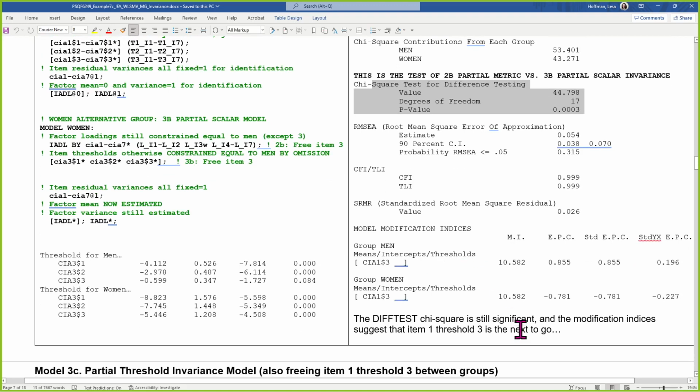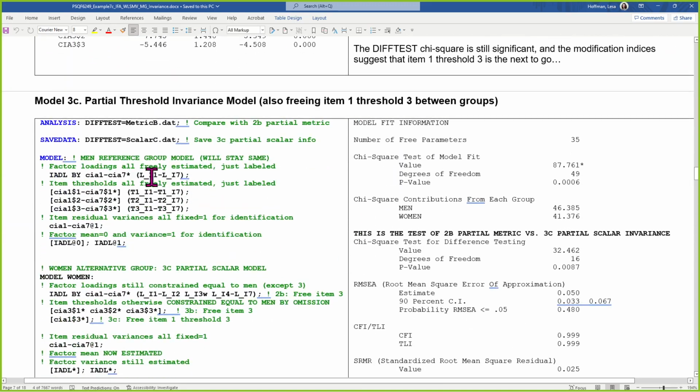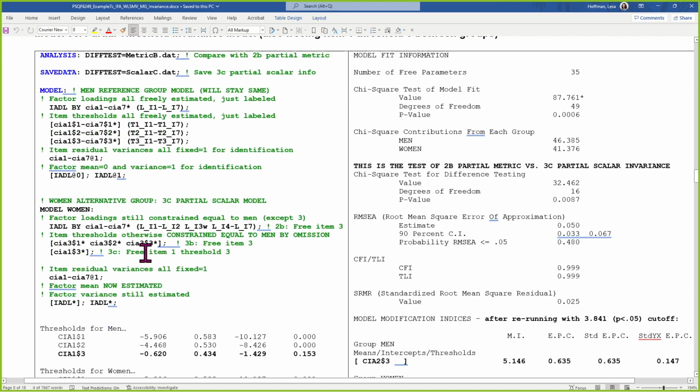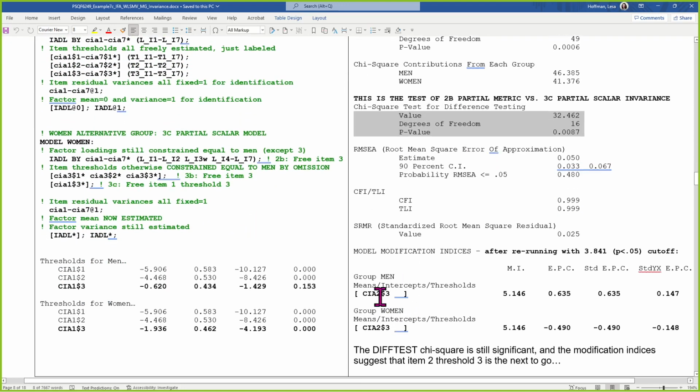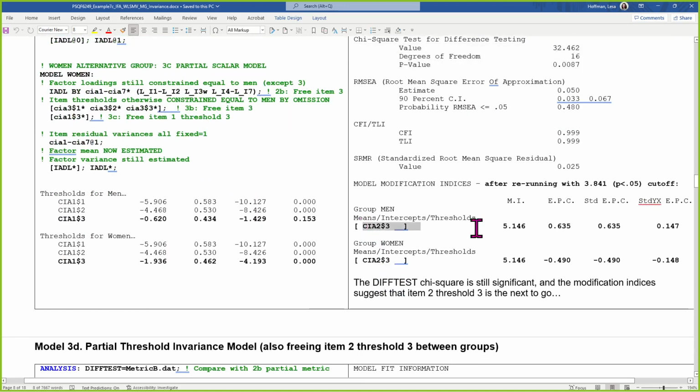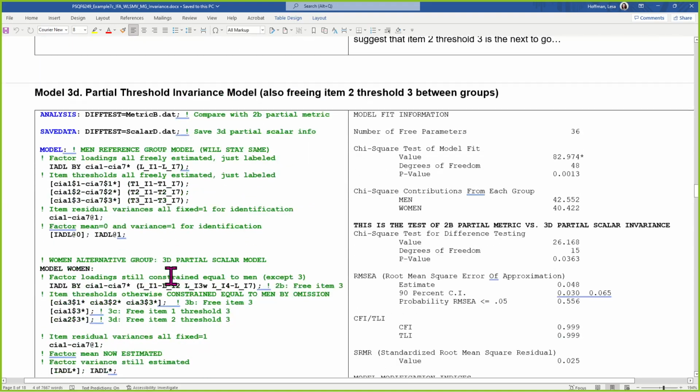Okay, back to the modification indices. Threshold 3 of item 1 wants to be different. Okay, let's try that. This is scalar C, compare it against metric B. So I'm adding the third threshold for item 1. Diff test still significant. Okay, item 2's threshold 3 wants to be free. All right, we try that one.